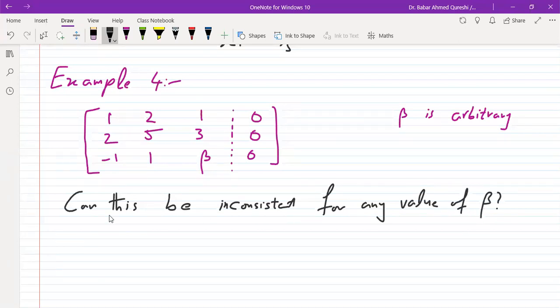I don't need to do any calculation. I can just use some of my knowledge and some easy logic to get to the answer of this question. So does anyone want to take a shot? Can this be inconsistent for any value of beta?